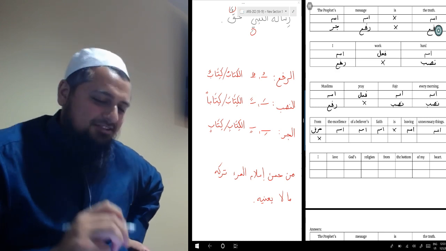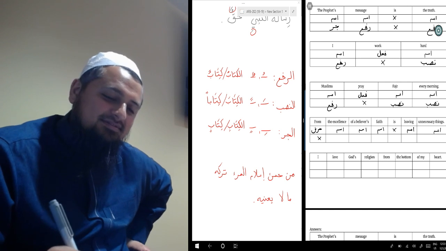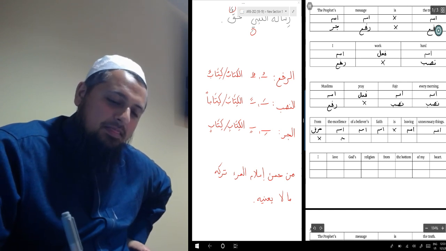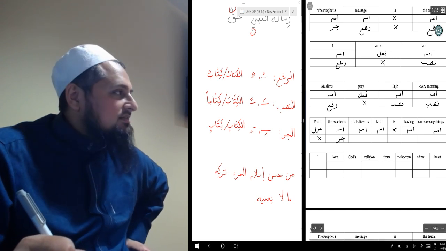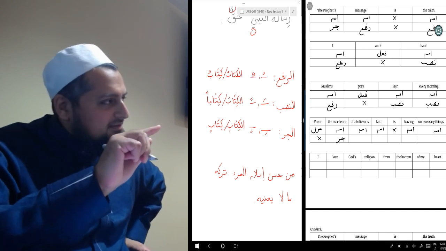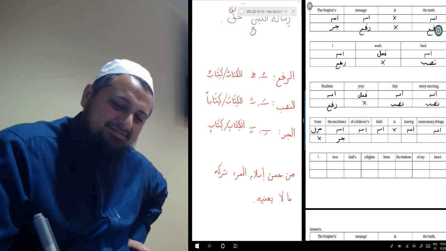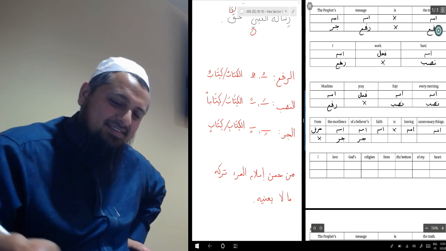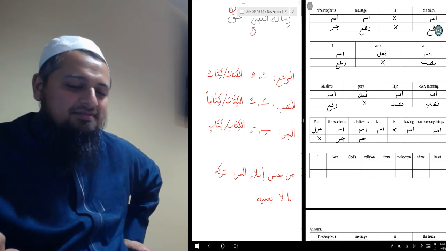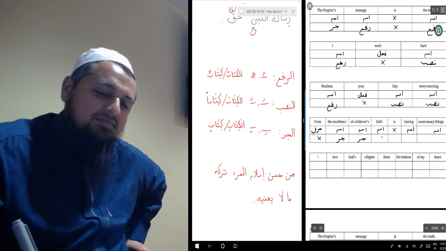Excellence. Good. Jar, because it comes after a what? After a particle. Of a believer's. Jar, because it comes after of. And also faith. Jar as well, because it comes after apostrophe s.